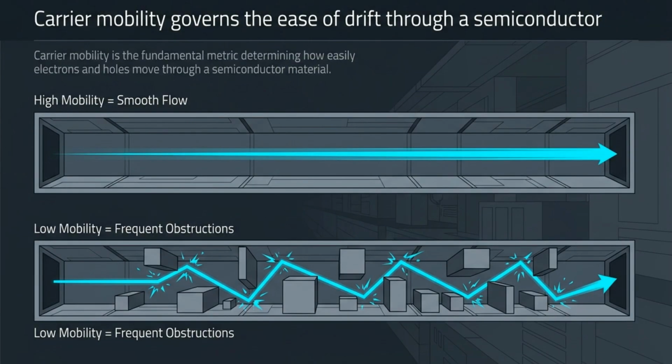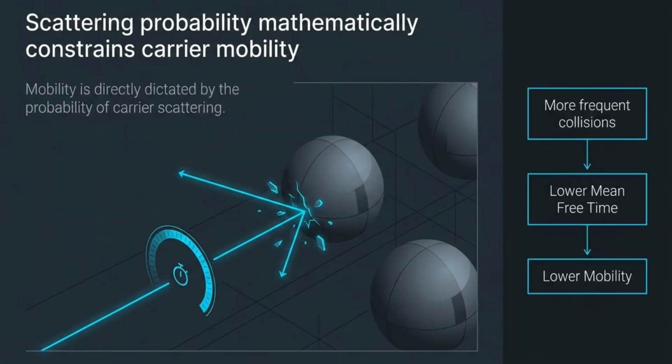Carrier mobility is the fundamental metric determining how easily electrons and holes move through a semiconductor material. High mobility means a smooth flow, while low mobility results in frequent obstructions and an erratic path. Mobility is directly dictated by the probability of carrier scattering. More frequent collisions lead to a lower mean free time, which mathematically results in lower mobility.